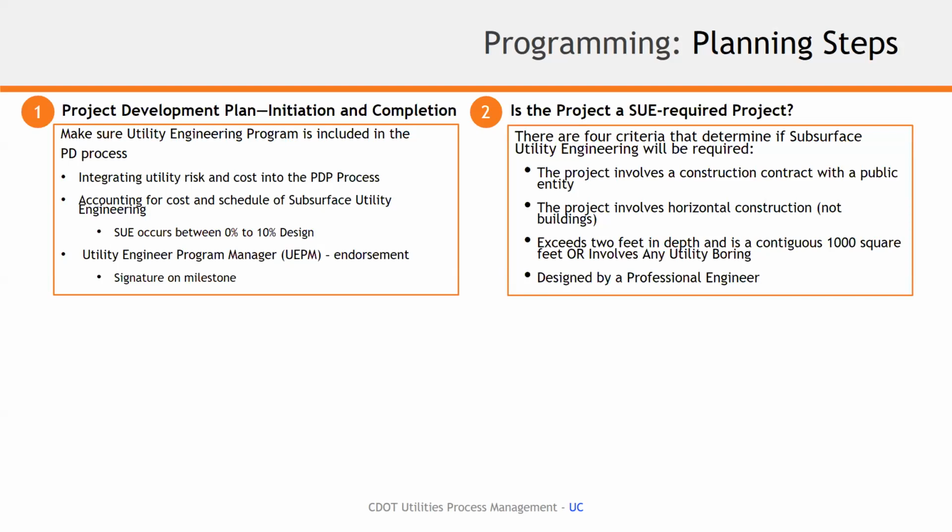So again, the project involves a construction contract with a public entity, which we have a lot of at CDOT, with contractors. And the construction project involves horizontal construction, which we have a lot of here at CDOT, exceeds 2 feet in depth, and is a contiguous 1,000 square feet on the surface, or involves any utility boring.